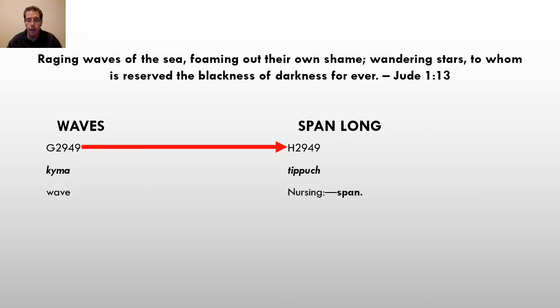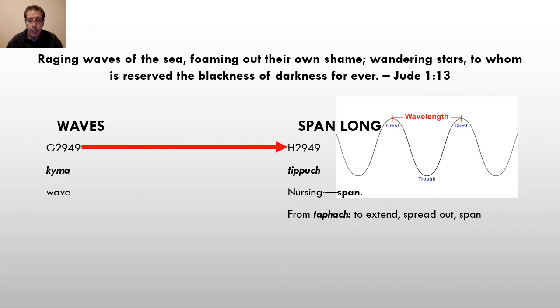They're along the span of the arm. It comes from tapach, to extend, spread out, span. This word is translated span long in the King James. The word tapuch means span. Waves are numbered. 2949 is numbered with span. Span. How do we measure our waves? How do we measure the microwaves, the radio waves? How do we use them? Span, waves, wavelengths, waves, span, the length to spread out.